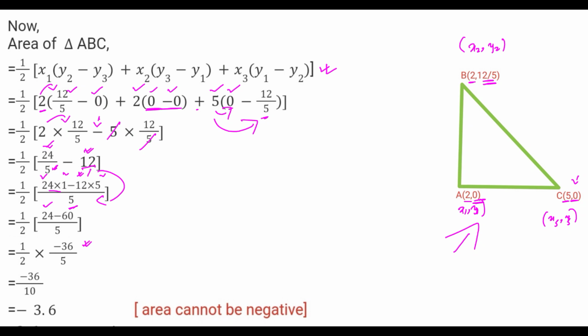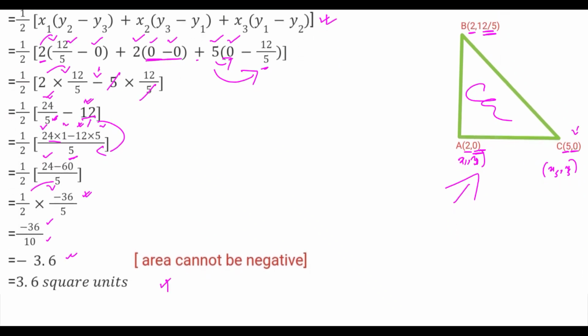So if we multiply 1 into minus 36 by 10, and if I divide, we get minus 3.6. But remember, the area of a triangle cannot be negative, so we're just going to take the positive one.